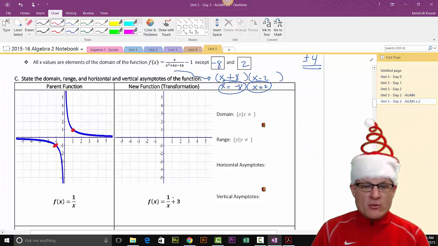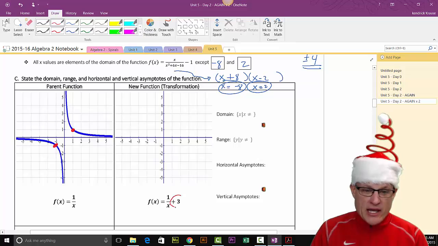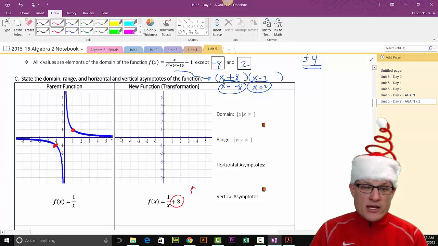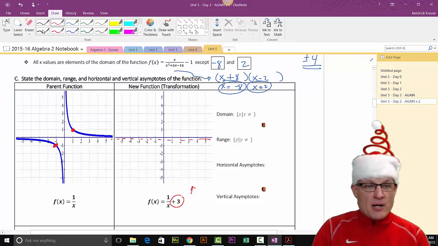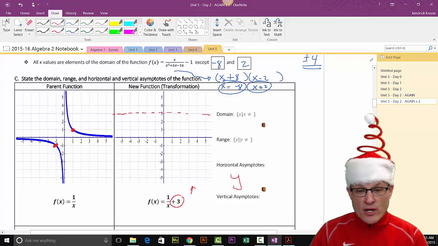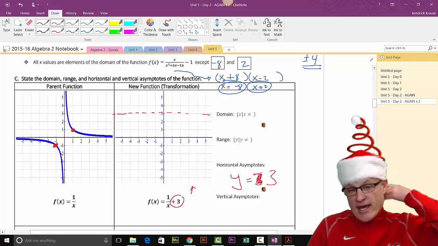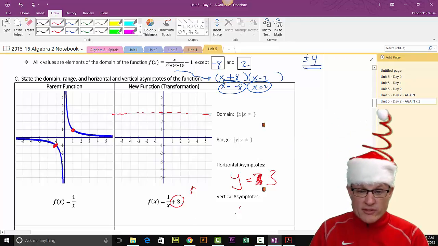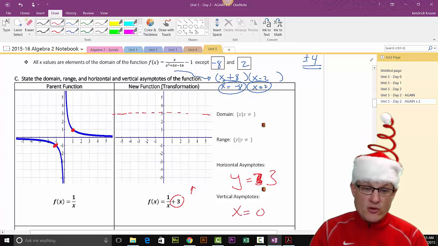So anyway, here's what we got. We're tagging on the end. That's a shift up 3. So normally the asymptote would be here. But because it's got that plus 3, it got moved up 3. So my horizontal asymptote is y equals 3. And my vertical asymptote, because I did not move left or right at all, is x equals 0. Still this line.